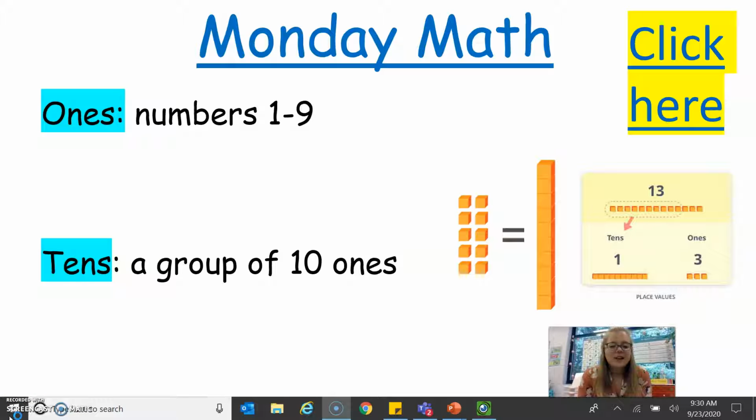This week we're going to be talking a lot about numbers 1 through 120 and ones and tens. Okay, so our vocabulary for today, we have the word ones, which are numbers 1 through 9, and tens, which is a group of 10 ones. So I'm going to show you really quick what this looks like.